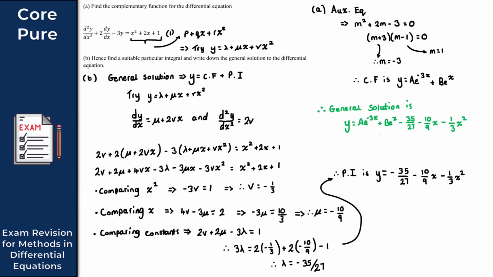There we have it. This is our general solution, and that would give us the solution to part B. As you can see, these questions are certainly not easy, especially when f of x is something a little bit more complicated, such as x squared plus 2x plus 1. It does make obtaining the particular integral a little bit more difficult.